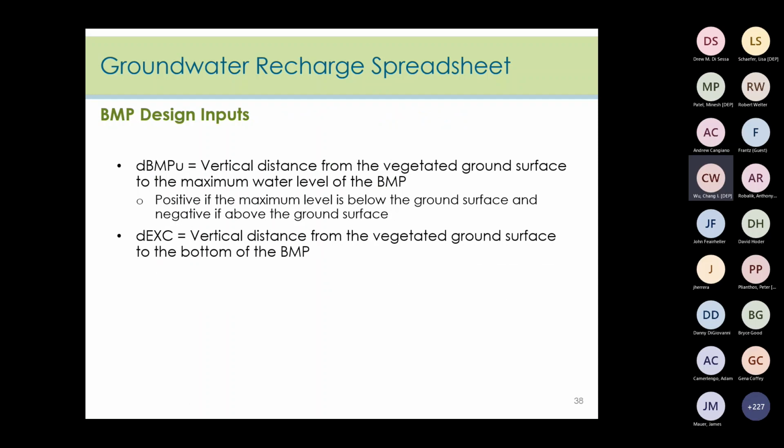And another input is the DBMPU, the vertical distance from the vegetated ground surface to the maximum water level of the BMP. So you have to know where the maximum water level is in the BMP, and you know whether the BMP bottom is vegetated or not. And if the bottom of the BMP is not vegetated, you look at the elevation of the ground surrounding the BMP, and that will be the vegetated ground for this input. And DEXC means the vertical distance from the vegetated ground surface to the bottom of the BMP.